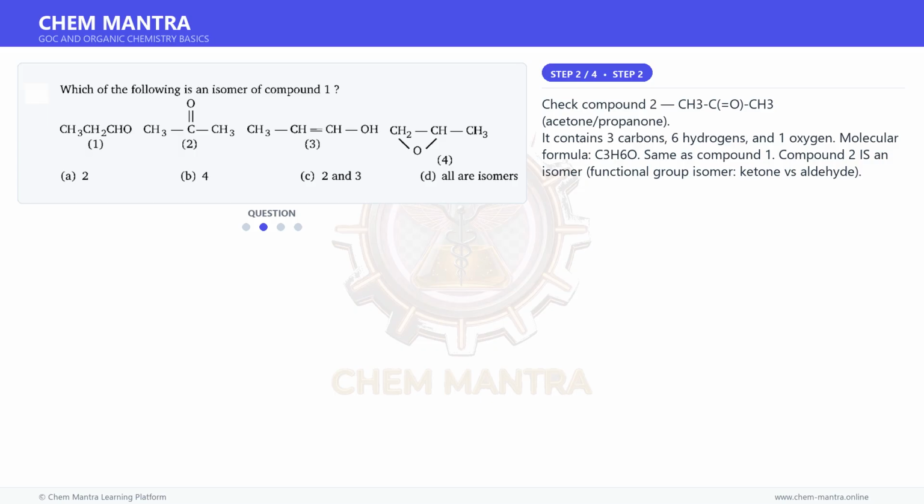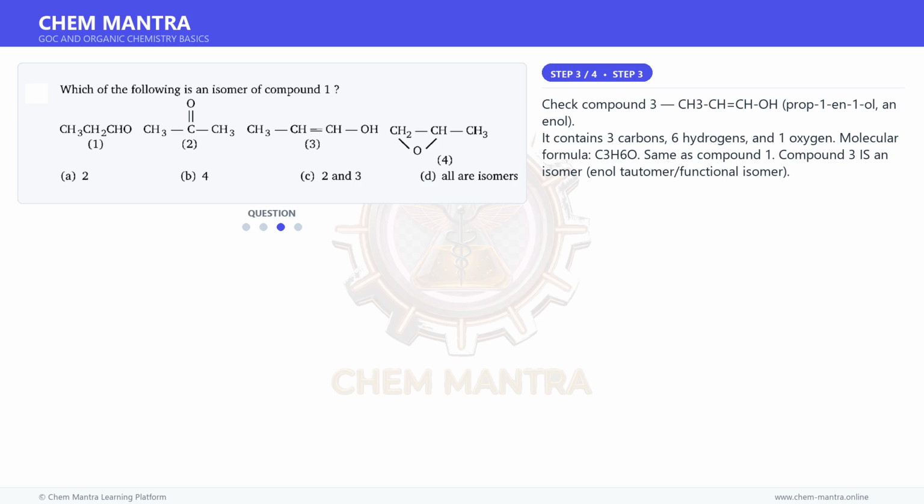Check compound 2, CH3C=O CH3, acetone, propanone. It contains 3 carbons, 6 hydrogens, and 1 oxygen. Molecular formula C3H6O. Same as compound 1. Compound 2 is an isomer, a functional group isomer, ketone versus aldehyde. Moving on to the next step.